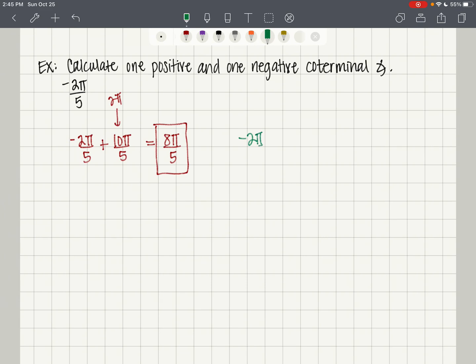And then subtracting out a full revolution of 2 pi would give us negative 12 pi over 5. There's your positive and negative coterminal angle for each.